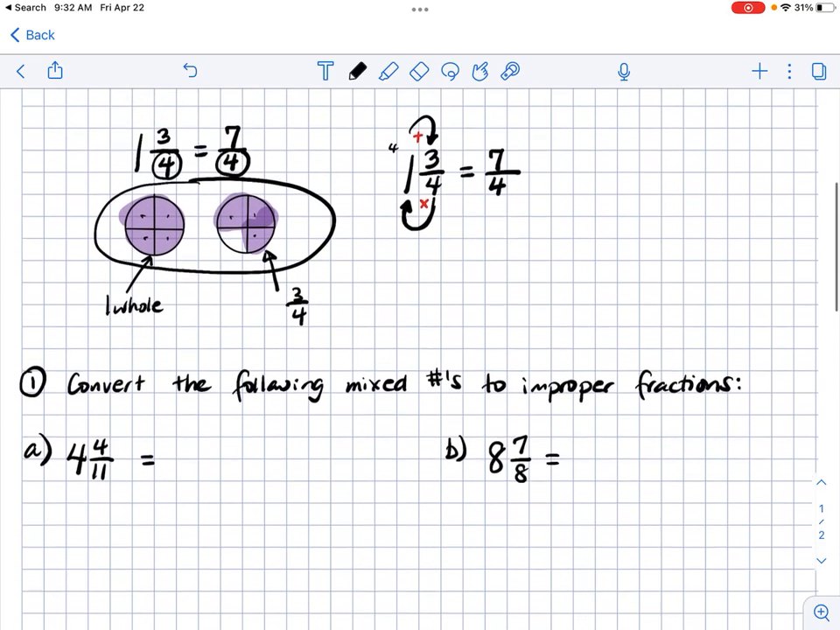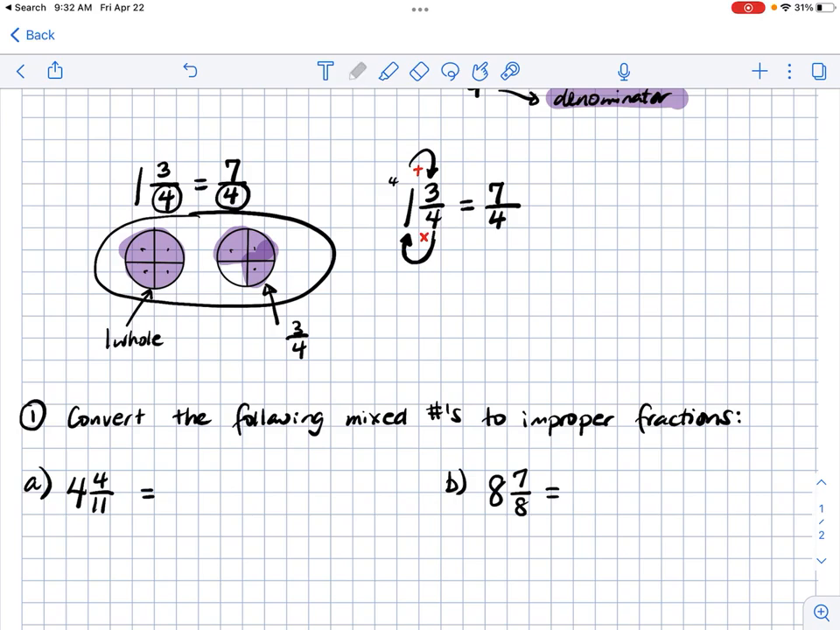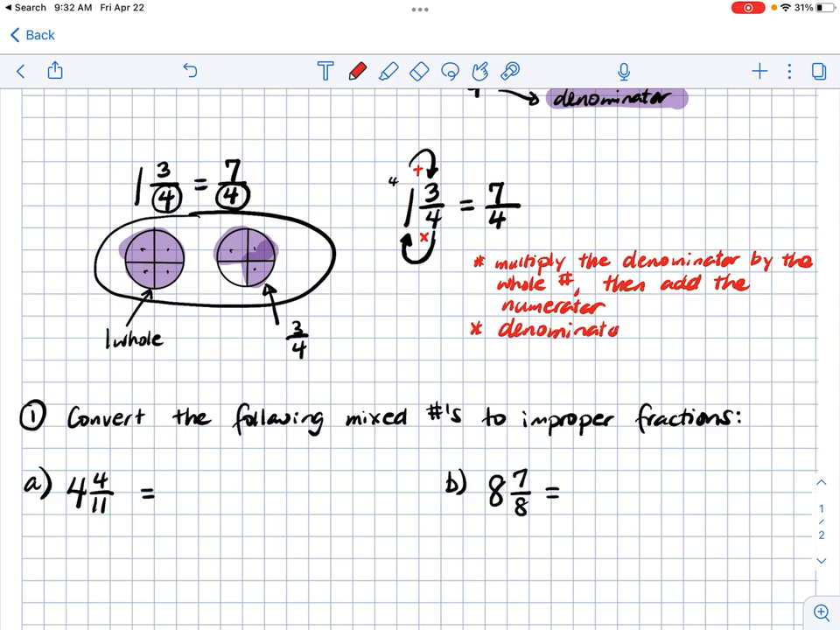As a reminder, maybe I should write the note up here: when you're converting from a mixed number to an improper fraction, you multiply the denominator by the whole number. Then add the numerator. And remember, the denominator stays the same in both cases.